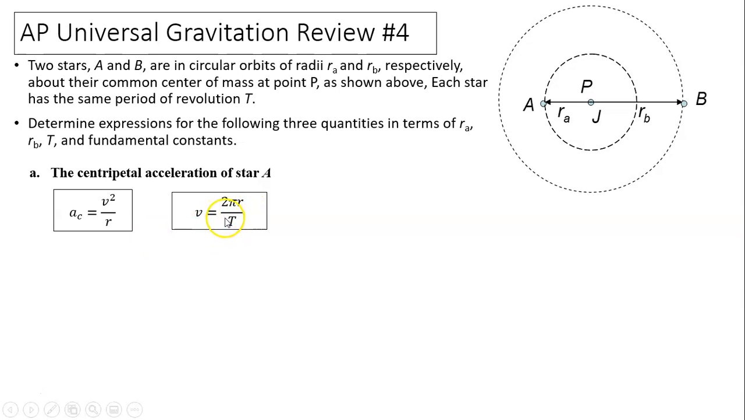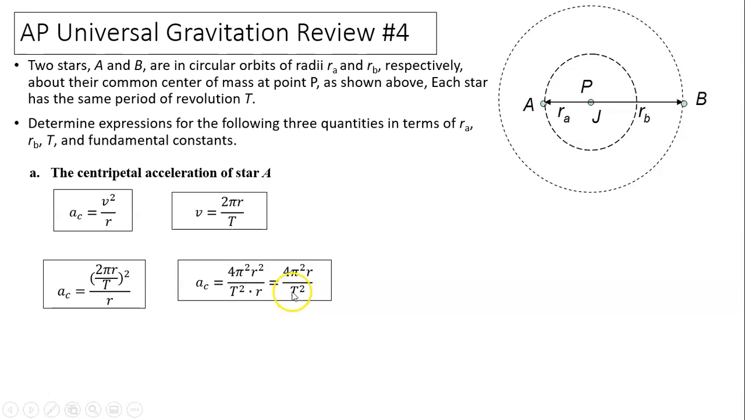We substitute this expression into the equation for centripetal acceleration. We have centripetal acceleration is 2 pi r over t, the whole thing squared, divided by r. Simplify this, we have centripetal acceleration equals 4 pi squared r divided by t squared. Now for star A, the r is just RA, so AC equals 4 pi squared RA over t squared.